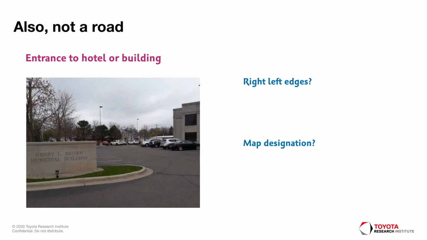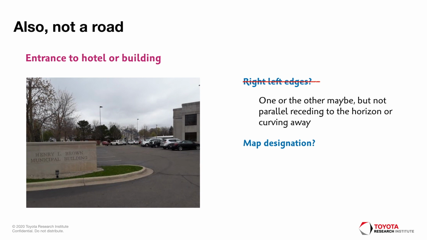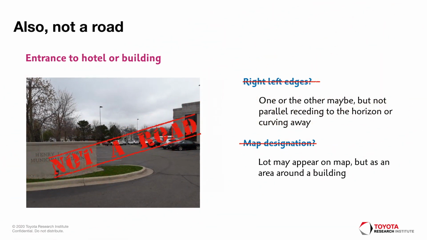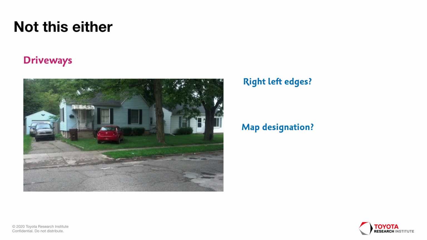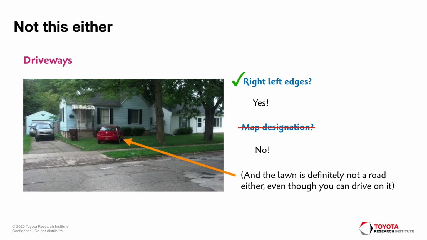At an entrance to a parking lot, we may see a partial edge or two, but they don't recede to the horizon like a normal road. And we don't have a map road name either, so also not a road. Well, what about a driveway? There are two right and left edges, but again, no map designation. And the lawn is right out.